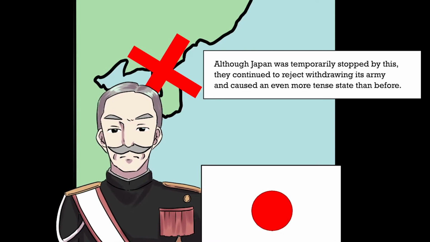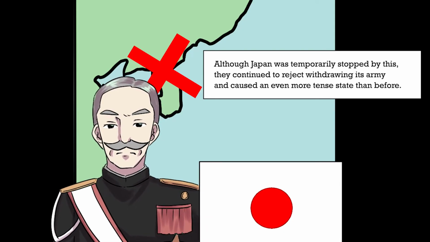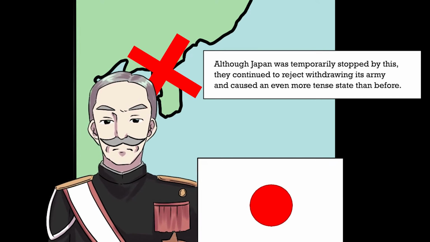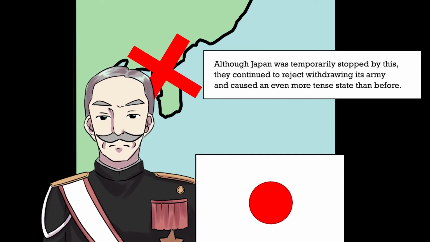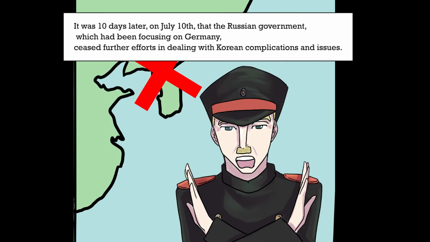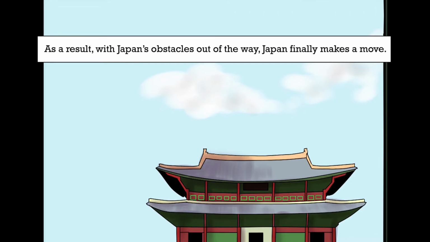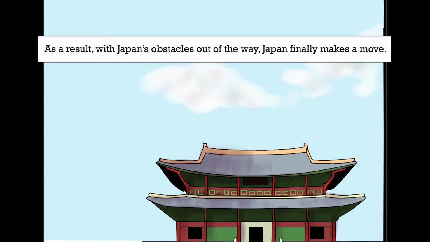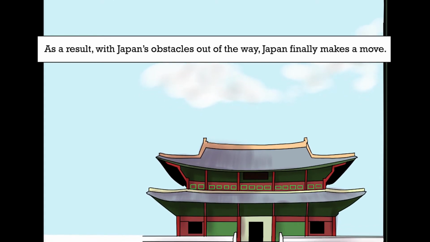Although Japan was temporarily stopped by this, they continued to reject withdrawing their army and caused an even more tense state than before. It was 10 days later, on July 10th, that the Russian government, which had been focusing on Germany, ceased further efforts in dealing with Korean complications and issues. As a result, with Japan's obstacles out of the way, Japan finally makes a move.